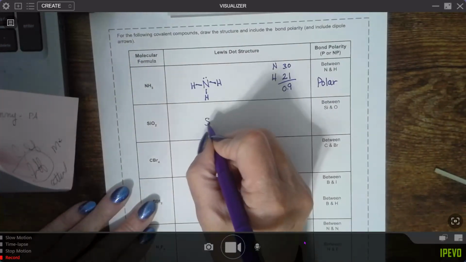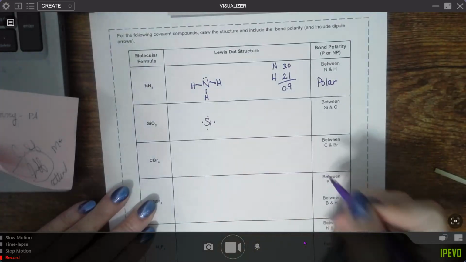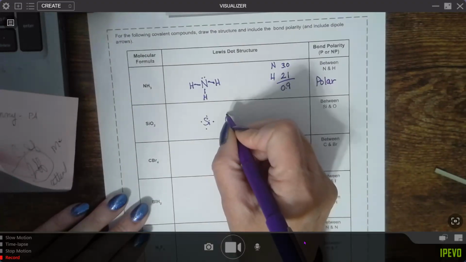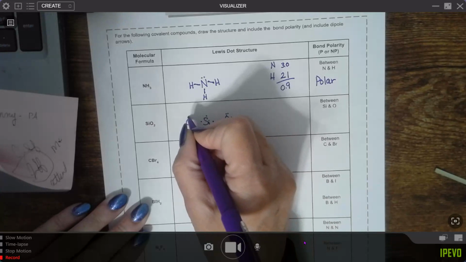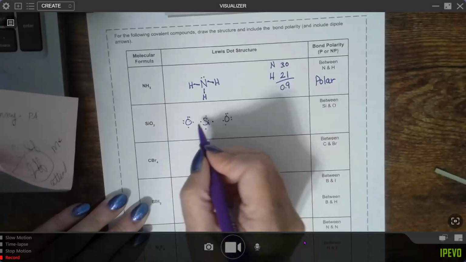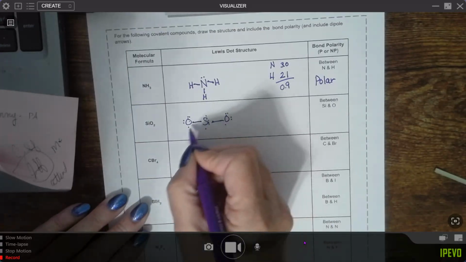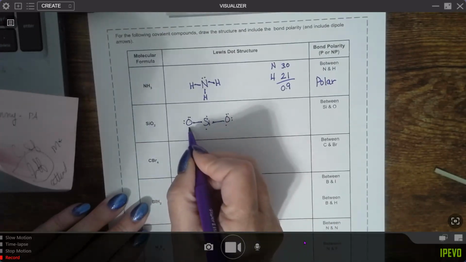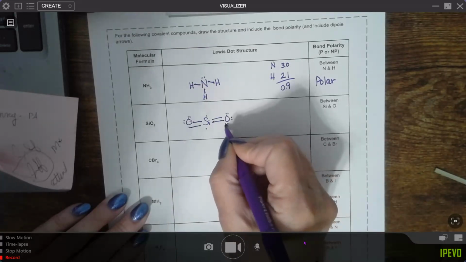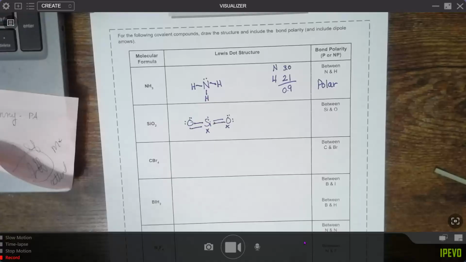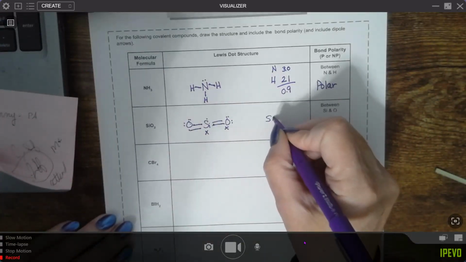SiO2. So silicon has 4 electrons. Oxygen has 6. So our structure is going to have a double bond. So this is actually going to be a bond also. And then I'm going to cross these out. Okay, so I'm going to go ahead and redraw this just because I'm a little picky about it.